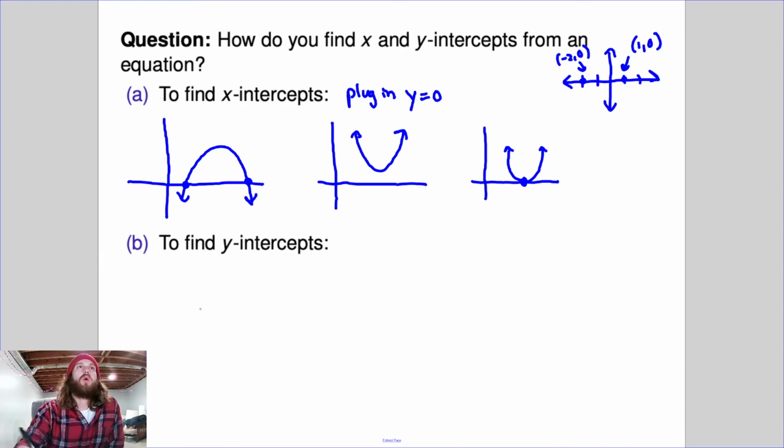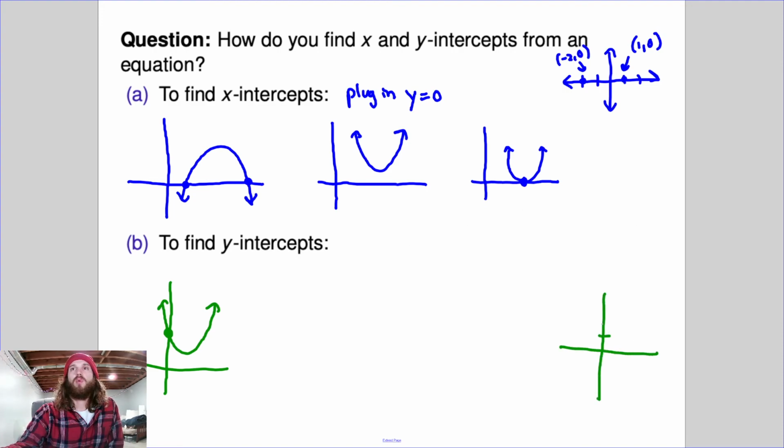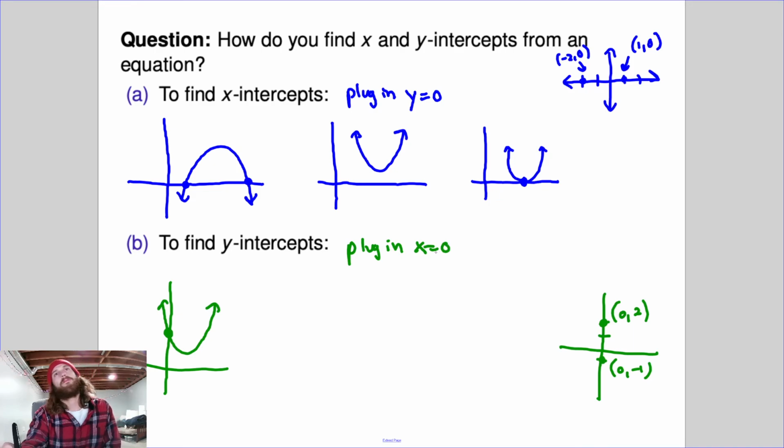Okay, how do we find the y-intercepts? Remember, the y-intercept is going to look like this. So although this green parabola has no x-intercepts, it does have a y-intercept. To find the y-intercepts, it's a similar comment. Every point on the y-axis has the x value 0, right? 0, -1. Every point on the y-axis has the x value of 0. So to find the y-intercepts, you plug in x equals 0.